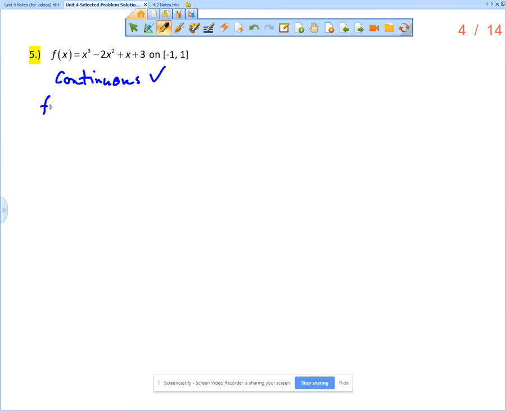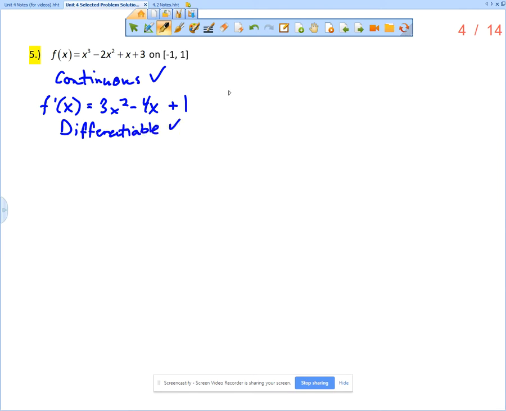Now, differentiable. We want to consider the derivative, f prime of x, so 3x squared minus 4x plus 1. This is a quadratic, so of course, this is going to be defined everywhere from -1 to 1. And so we can say that f is going to be differentiable.